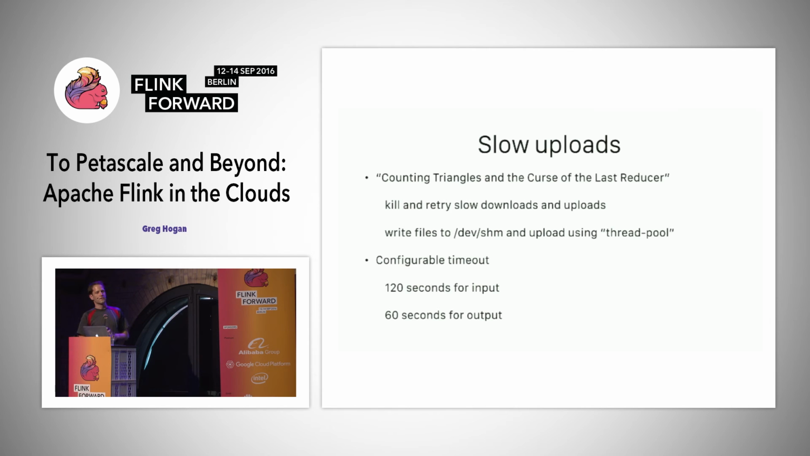And all I can say there is what didn't work in the evening worked the next morning. So that's just the cloud. You never know what's going on.